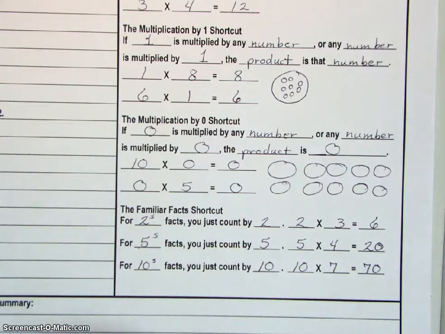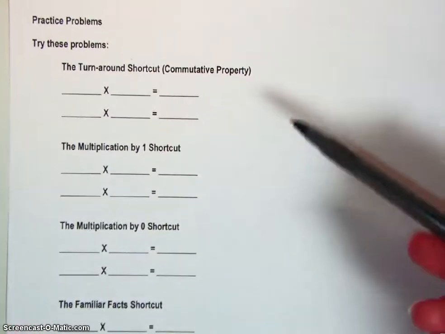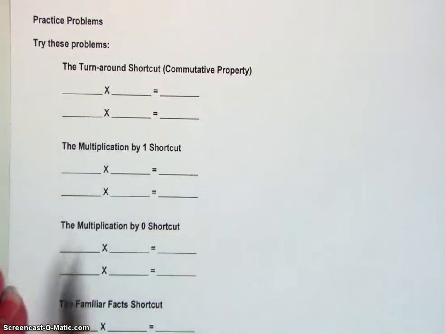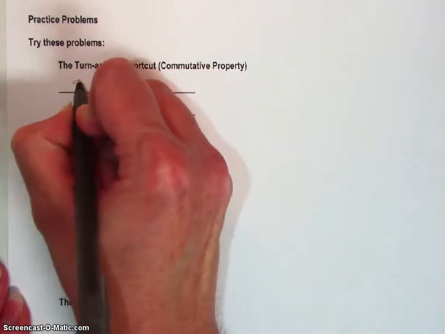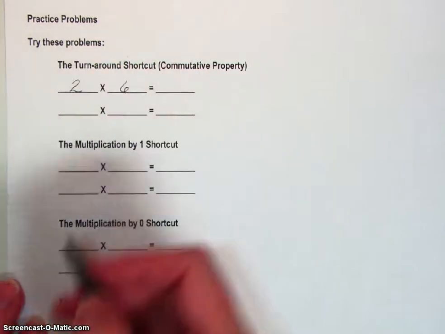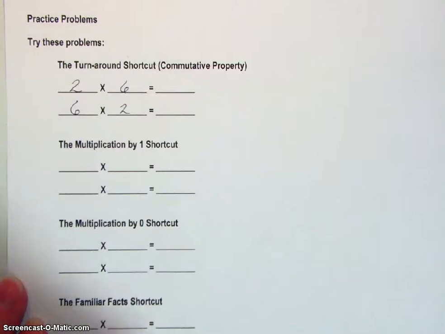So let's give you a chance now to practice a little bit. On the back of your page, you will see a place for us to practice each of these types of shortcuts. So I'm going to go ahead and give you some problems here, and then you can go ahead and fill in the answers. So our first one is a turnaround. We're going to go 2 times 6 equals something. I'll let you figure that out. And 6 times 2 equals something. Notice I just switched these around.